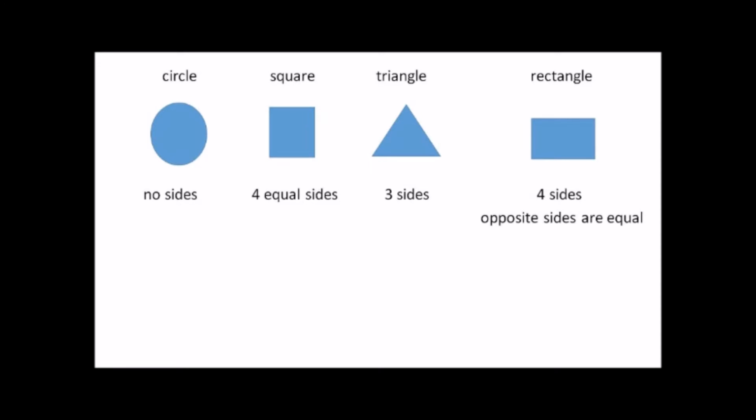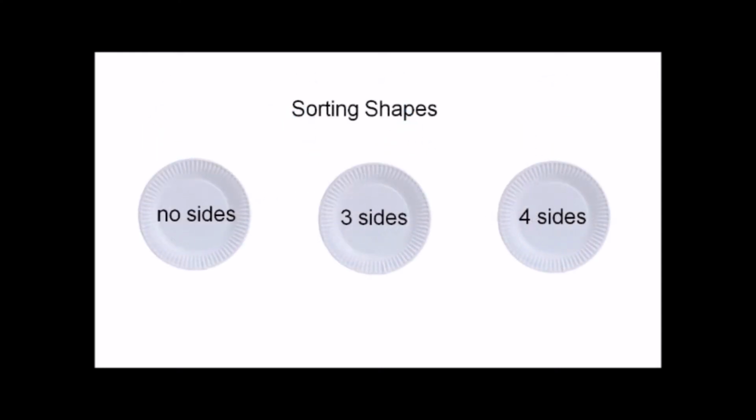And here you have the shapes that they would be concerned with: the circle, the square, the triangle, and the rectangle. The circle, no sides. The square would have 4 equal sides, and the triangle, 3 sides. Rectangle, 4 sides. Opposite sides are equal. So they have to make a distinction between the square and the rectangle. The square is a type of rectangle, but all of the sides are equal. So you have to make that distinction.